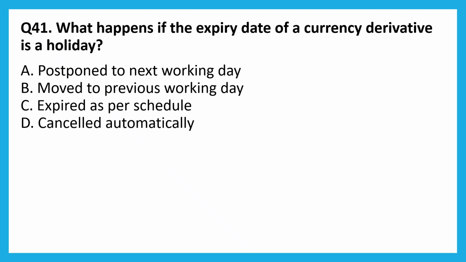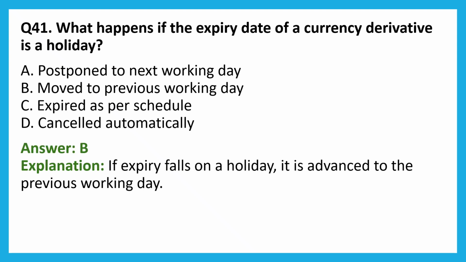Next question. What happens if the expiry date of a currency derivative is a holiday? Option A postponed to next working day, option B moved to previous working day, option C expired as per schedule, and option D cancelled automatically. Correct answer is option B. If expiry falls on a holiday, it is advanced to the previous working day.